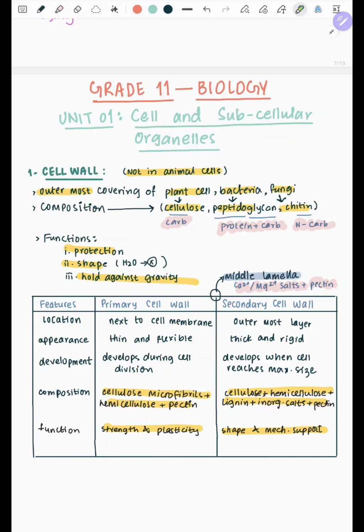The primary cell wall is composed of cellulose, hemicellulose and pectin, and the secondary cell wall is composed of cellulose, hemicellulose, lignin, inorganic salts and pectin. The primary cell wall provides strength and plasticity to the cell, and the secondary cell wall maintains the shape and provides mechanical support. Cell membrane.